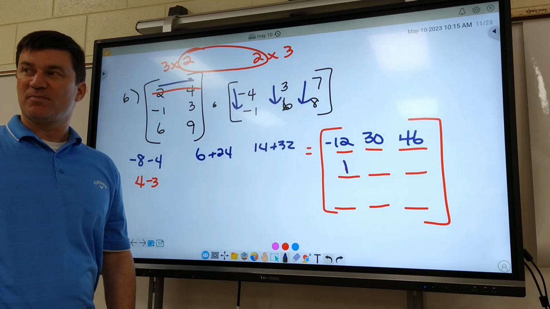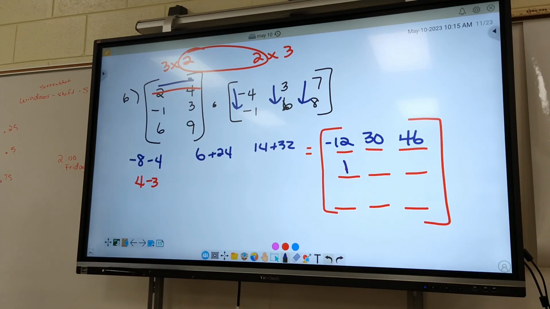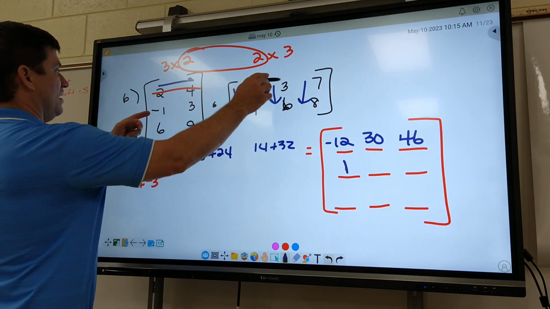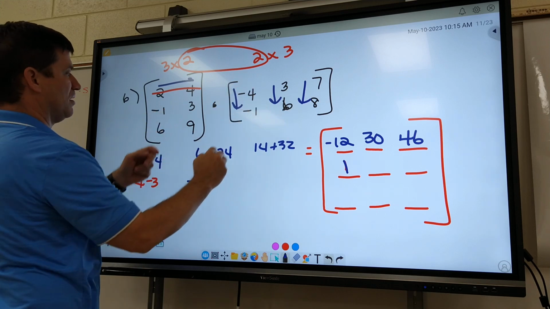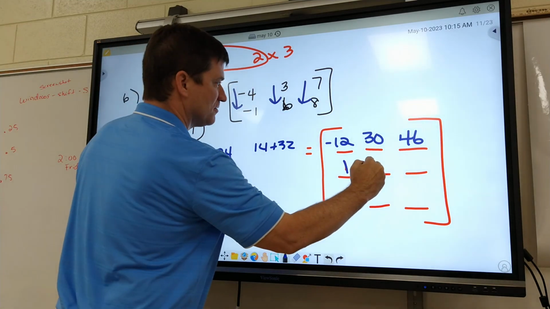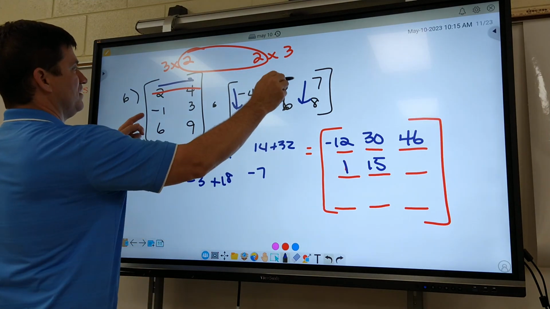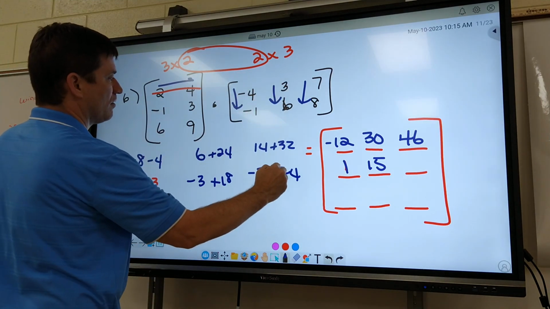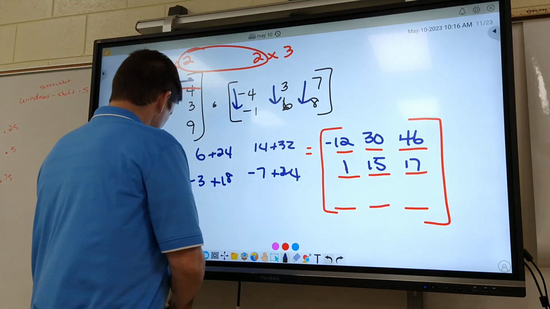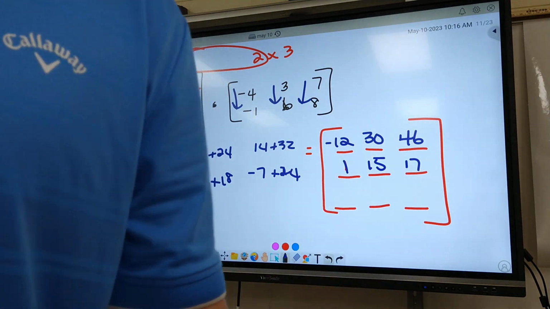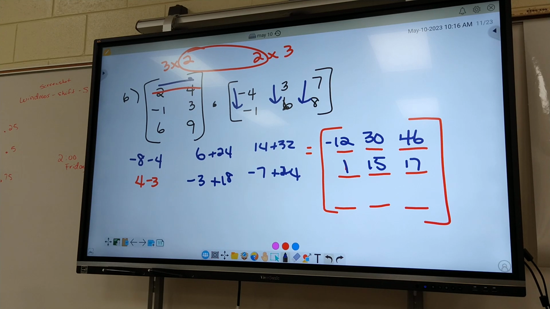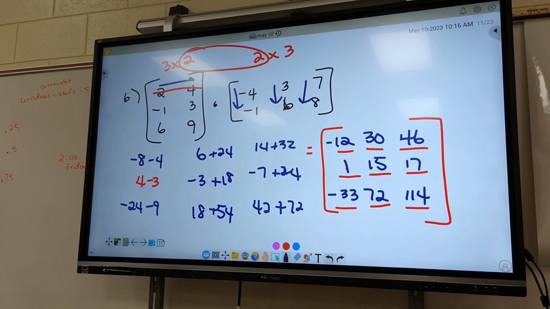Harlan, you going to try to get the next number by yourself? 15, let's check it. -3 plus 18. All right, he's got it. That's 15. You got the next number? -7 plus 24 is 17. Try to get the last row. I think I got it. He's good on this one, and he knows how to multiply. All right, anybody got a question? We good? All right, let's keep going. Let's go to the next one.